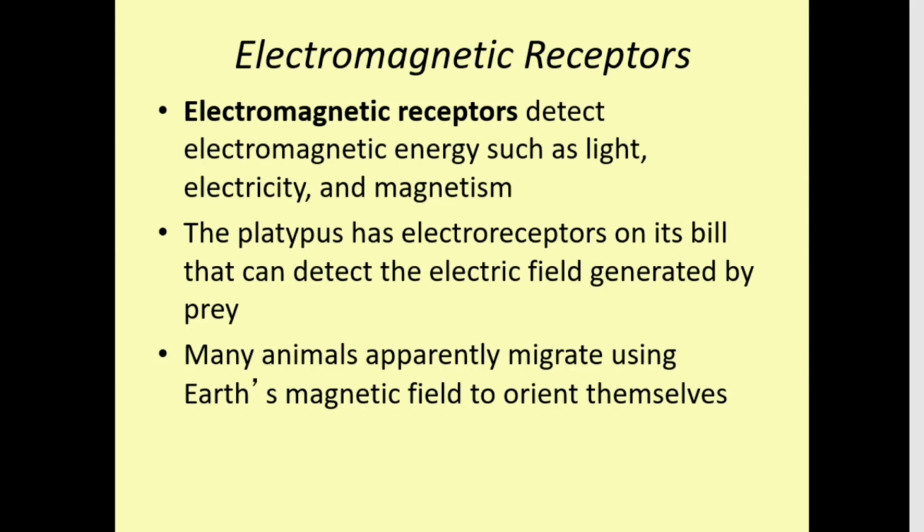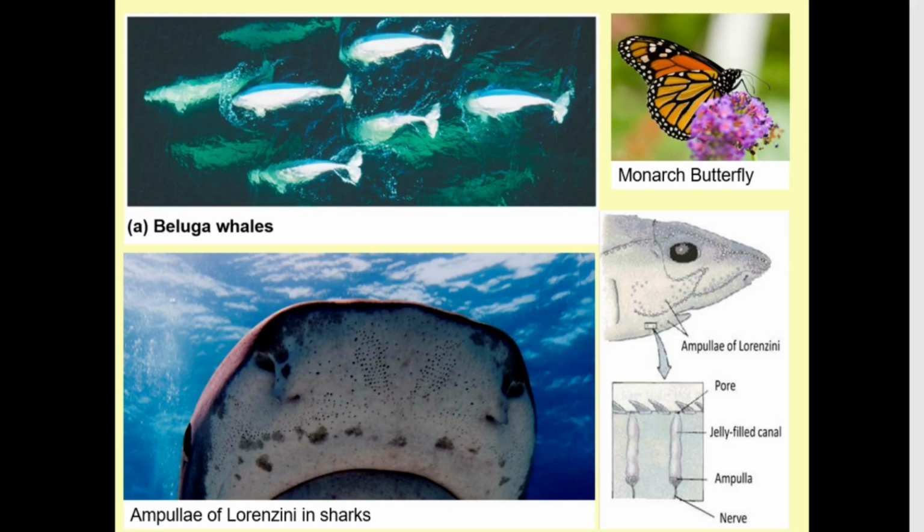It's suggested that certain butterflies, like monarch butterflies that undergo mass or long migrations, but also certain marine mammals, do this. Here we can see an example of beluga whales, which are believed to use this process to enable them to migrate. And the monarch butterfly, which I mentioned just now.